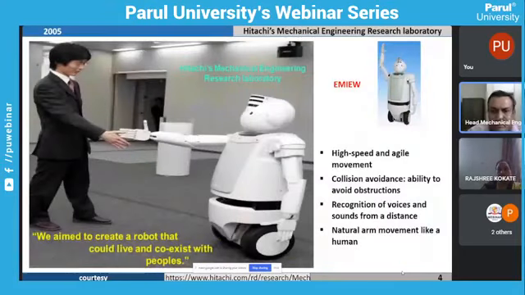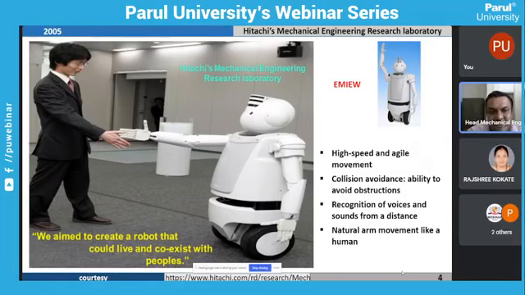Then in 2005, the mechanical engineering department at Hitachi developed a collaborative robot which is very high speed and agile in its movements, and also takes care of collision avoidance. It can even recognize the voices of different people, which are already taught within the system itself. And you will feel there is a natural movement of the arm like humans.